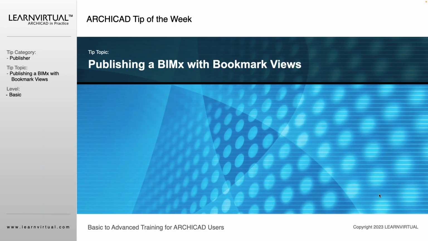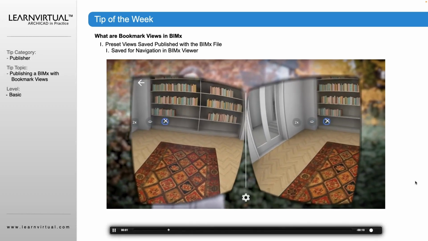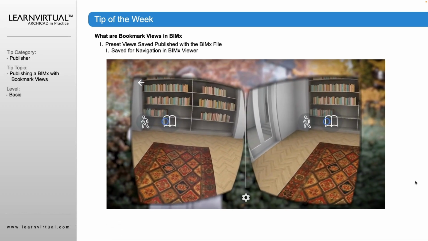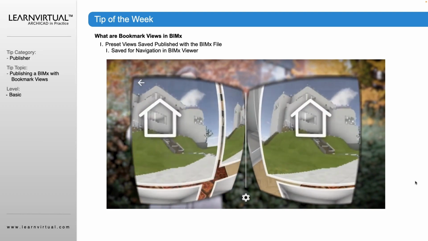So our tip of the week today is publishing a BIMx with bookmark views. One of the things that's nice about working within BIMx is that when you go to a BIMx viewer, you can have preset bookmarks that you can select from within the viewer using a little tab in the middle here. And you can kind of see here, it'll take you through it. There's your tab where it'll take preset bookmarks.